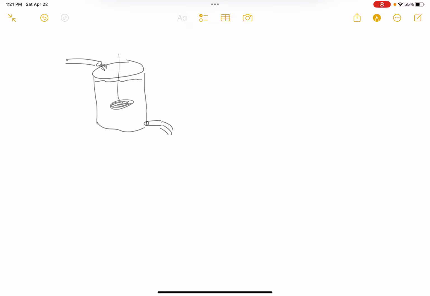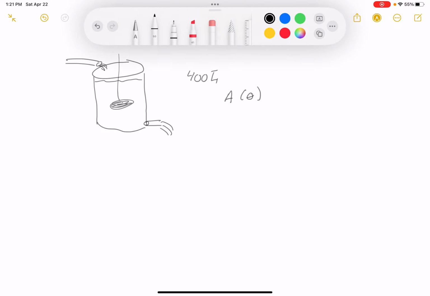So the question is how much is in the tank? Well, there's 400 liters. Again, make sure you have the problem in front of you so you can read it. There's 400 liters in a tank. And at time equals 0, the amount of chlorine in the tank is, they said what it is. Let me just go back and read that again.